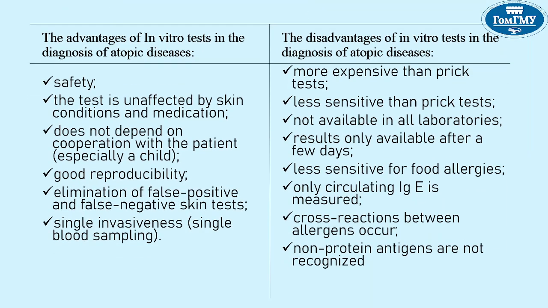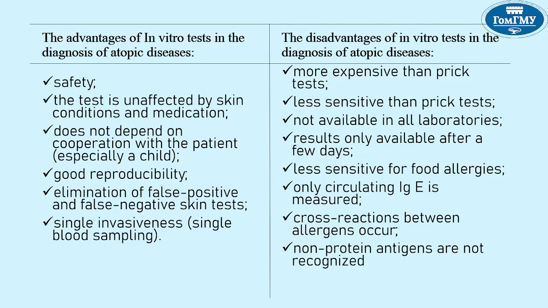The advantages of in vitro tests in the diagnosis of atopic diseases are safety. The test is unaffected by skin conditions and medication, does not depend on cooperation with the patient, especially a child, good reproducibility, elimination of false positive and false negative skin tests, single invasiveness, single blood sampling.